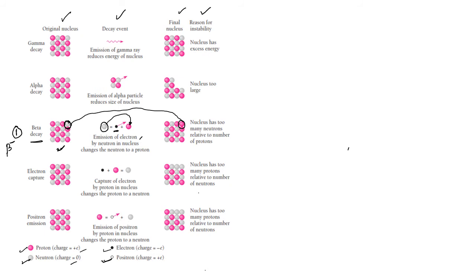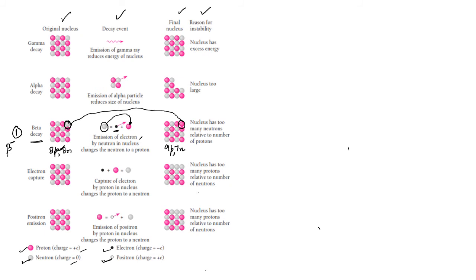So the original nucleus has 8 protons and 8 neutrons. Now it becomes 7 neutrons and 9 protons.